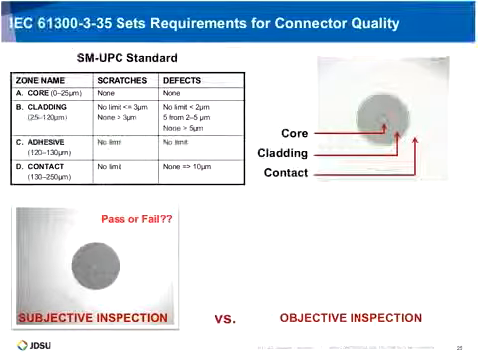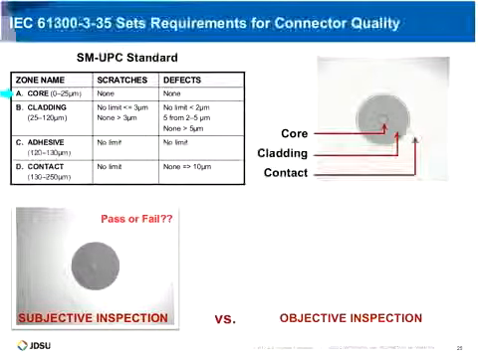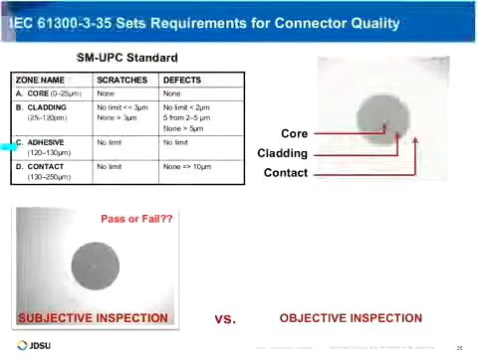There's 4 zones. This one here is what's called the single mode UPC standard, or greater than 45 dB of loss. Zone A is the core. In this situation, they've identified that no scratches or no defects are allowed. I'm going to skip past Zone B and go to Zone C, which is called the adhesive zone, which basically allows anything in there. This just creates a little bit of flexibility for adhesive on field terminated connectors and such.